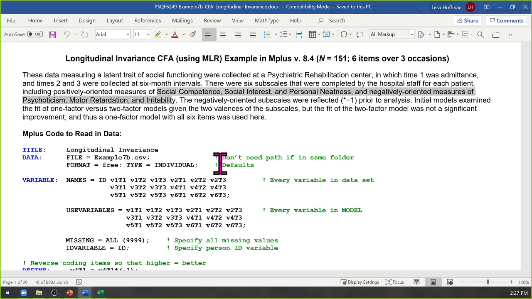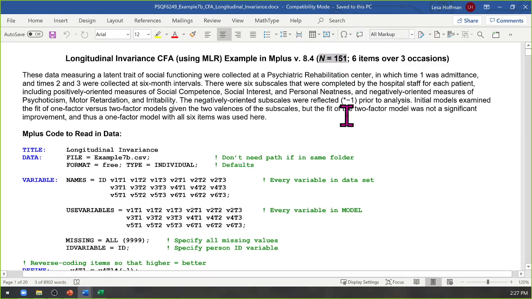And still graduate? Any guesses? The answer is on the screen. He has 151 people, 6 of these indicators over 3 occasions, and each indicator had like 25 items in it. So this is an example of a concession.